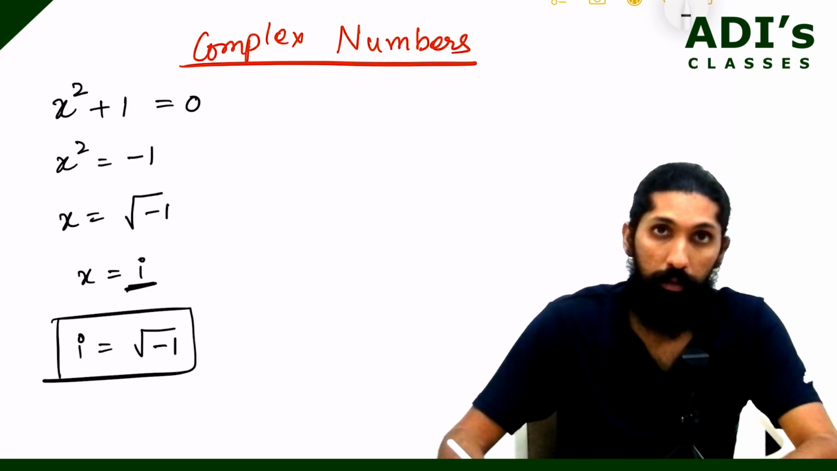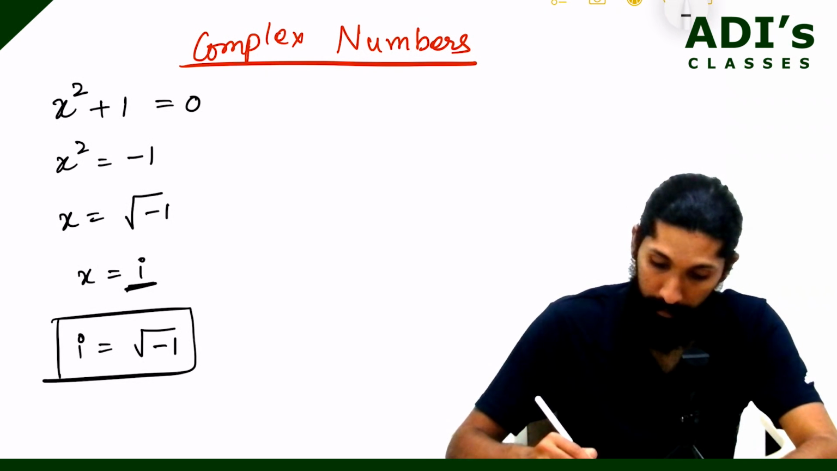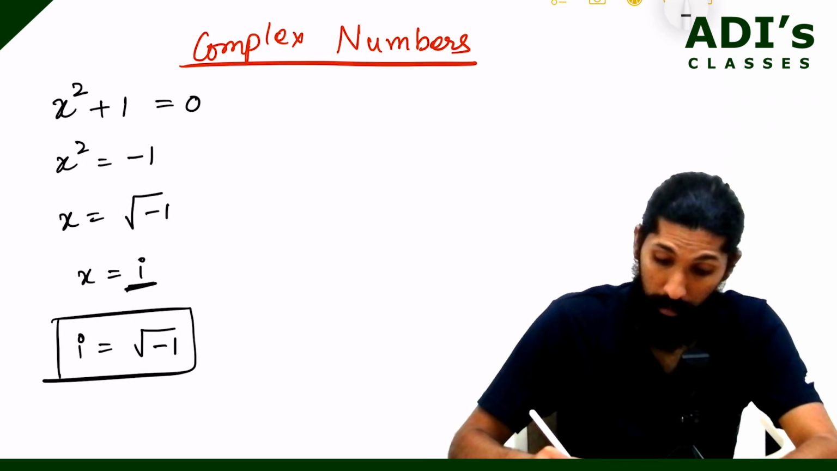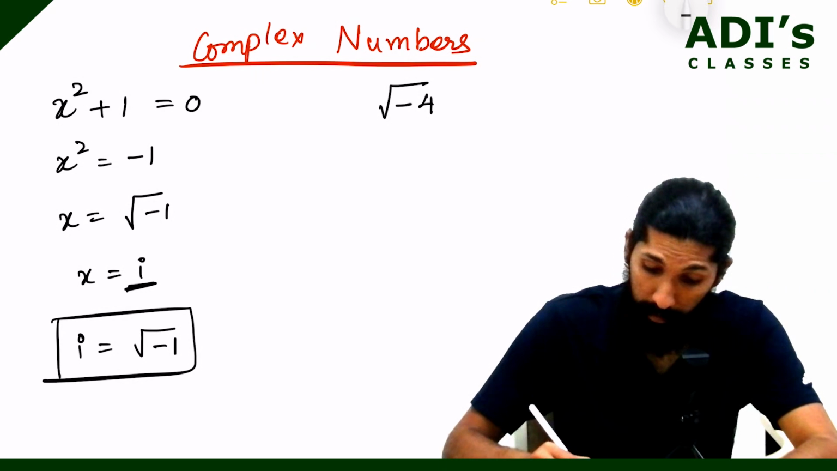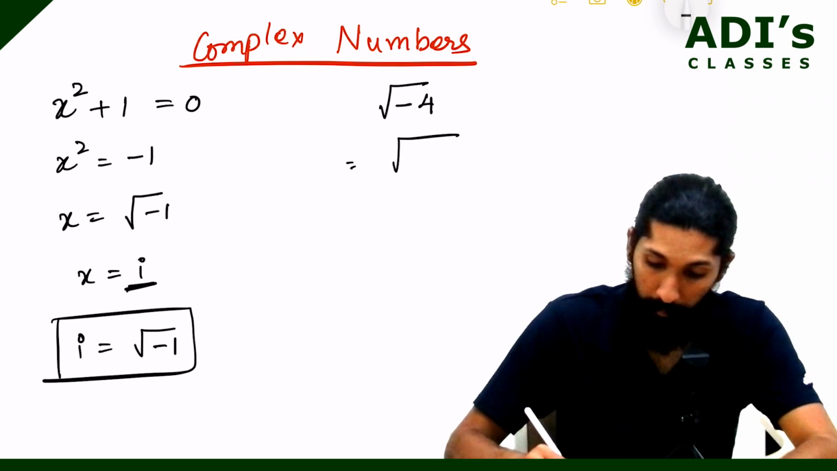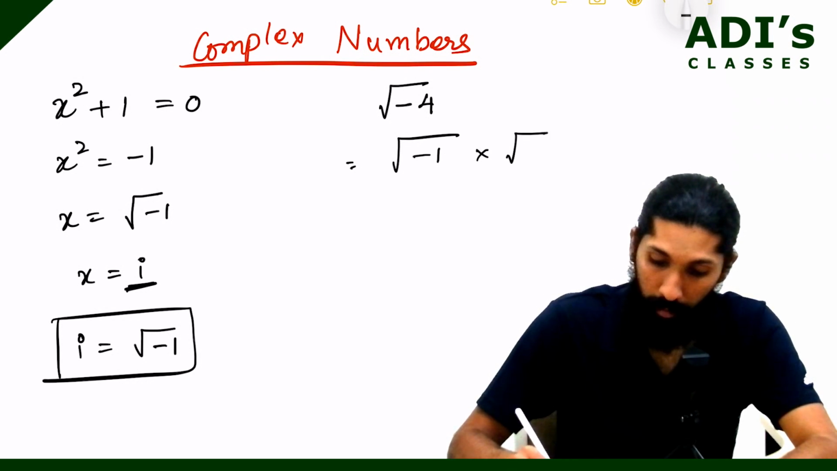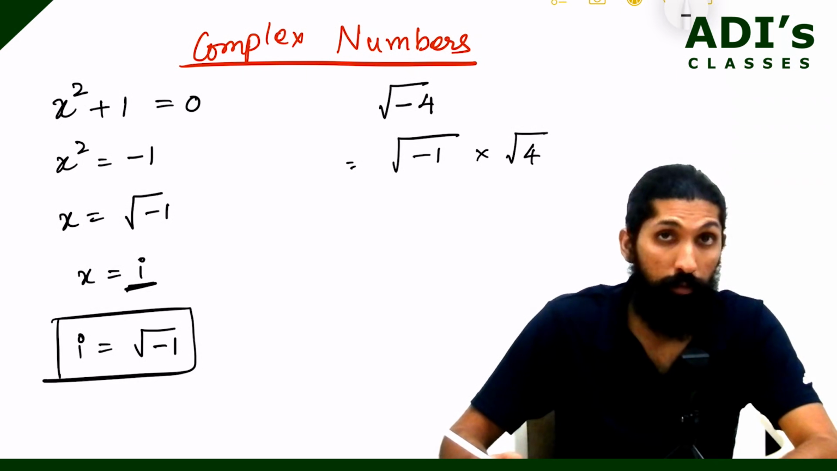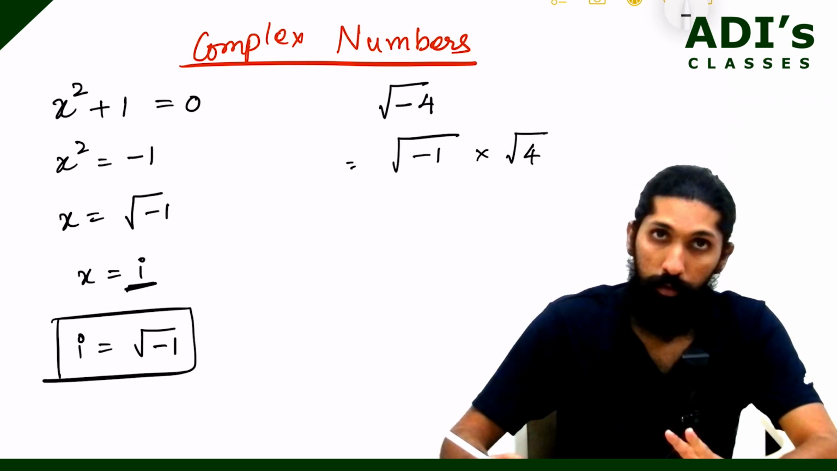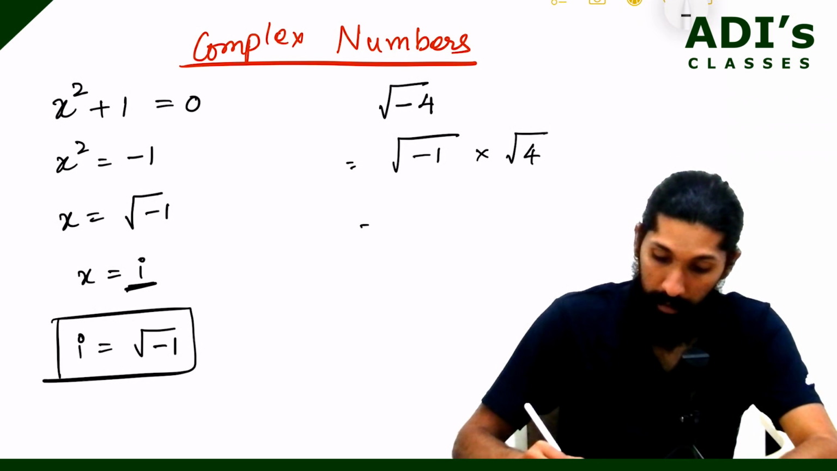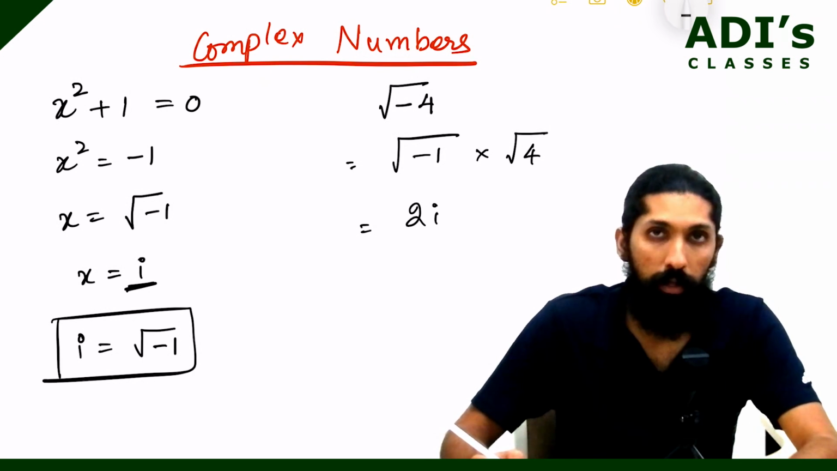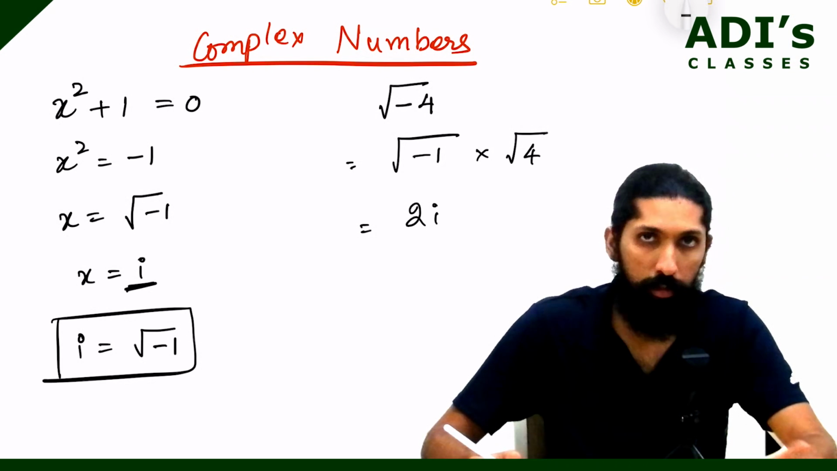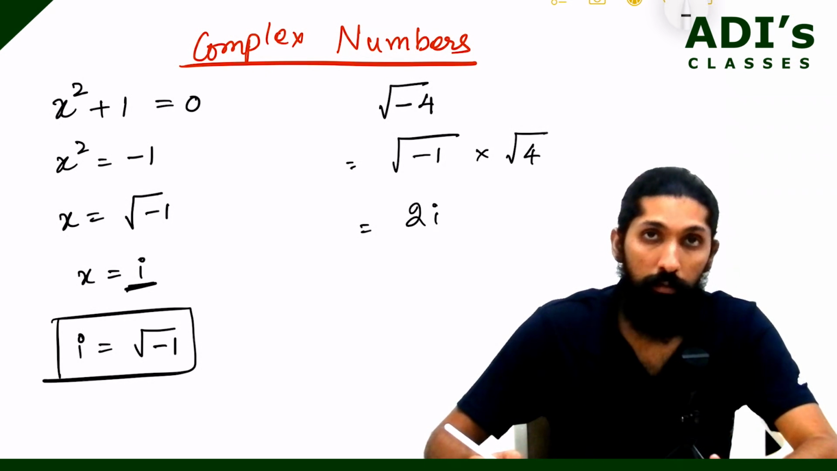Like, for example, suppose say you have square root of minus 4. Assume this you can split as root of minus 1 into root of 4. Root of minus 1 is i, root of 4 is 2. So, we will get this as 2i. We get it as 2i. Again, plus or minus, we don't bother too much about the plus or minus 2 part as of now.